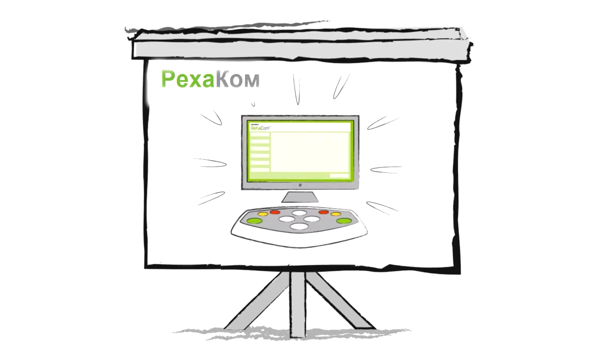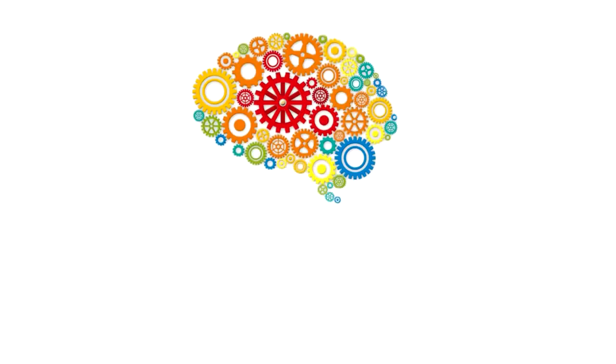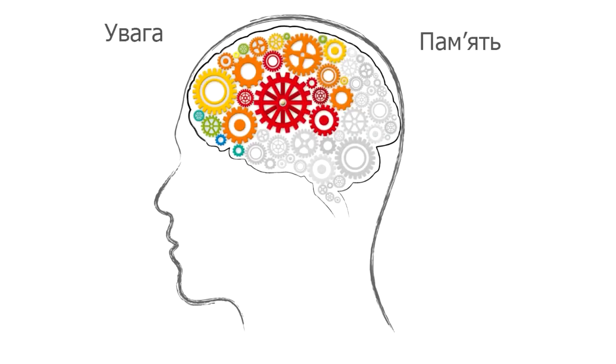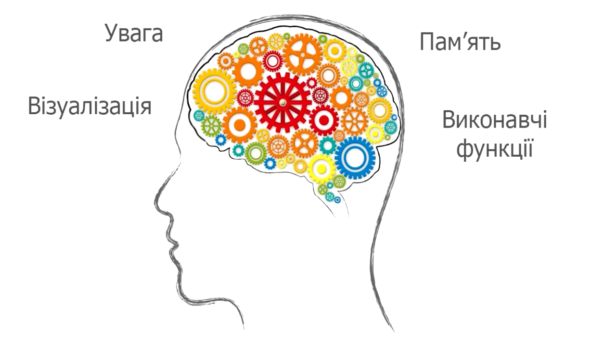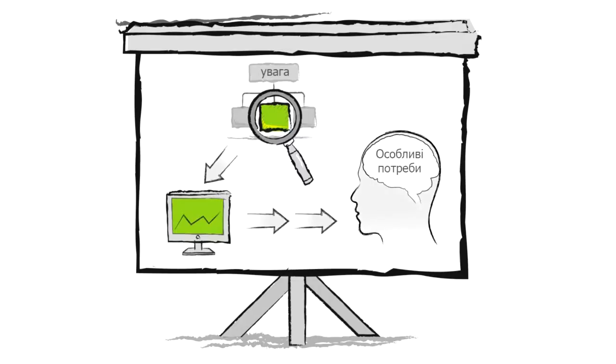Welcome! This is an introduction to RехaKom. RехaKom is a modular system used for cognitive therapy. Through regular use, RехaKom forces neuroplasticity and helps patients to improve their attention, memory, executive functions and visual field. The RехaKom system consists of more than 20 therapy modules. Each module can be seen as a separate, large training program which helps to improve a specific cognitive deficit.